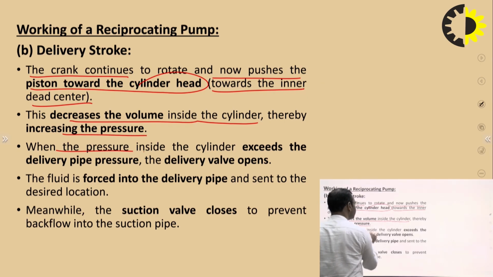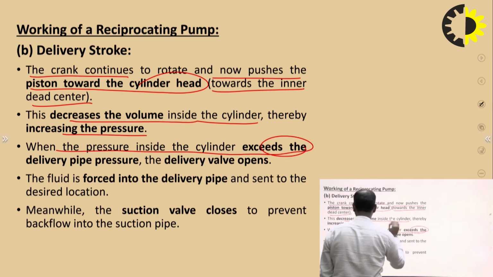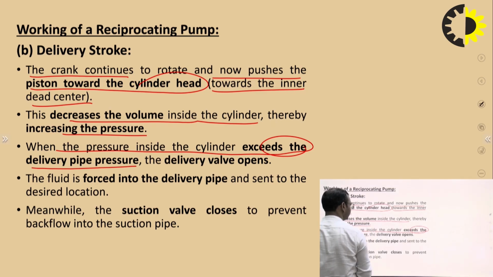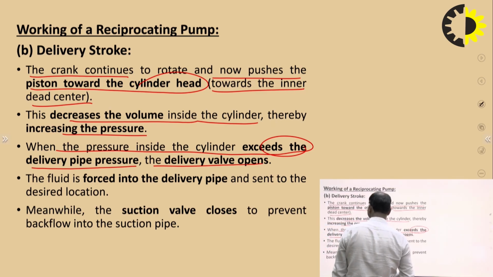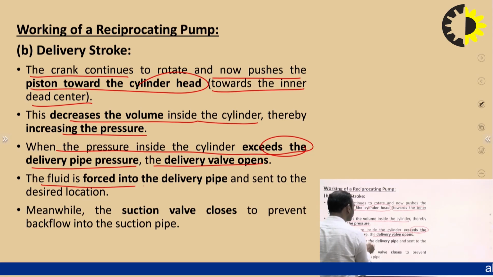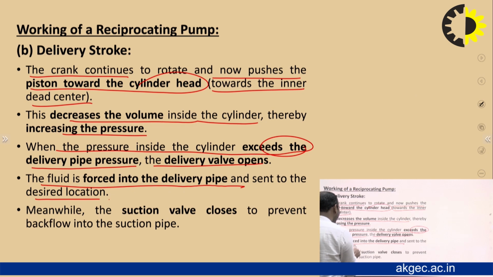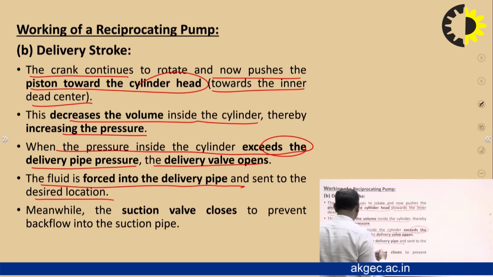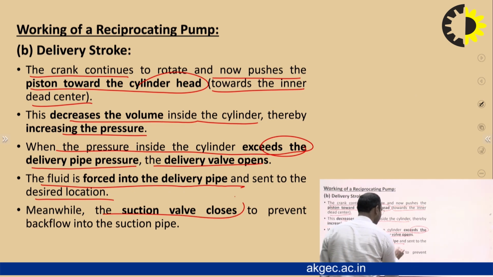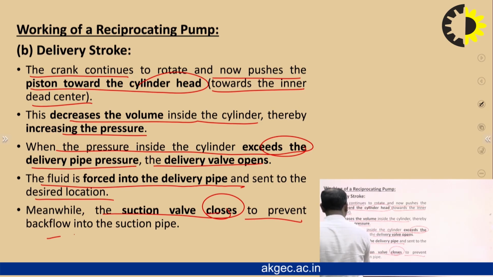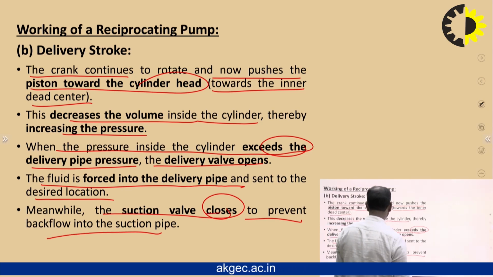When the pressure inside the cylinder exceeds the delivery pipe pressure, the delivery valve opens and the fluid is forced into the delivery pipe and sent to the desired location. Meanwhile, the suction valve closes to prevent backflow into the suction pipe.